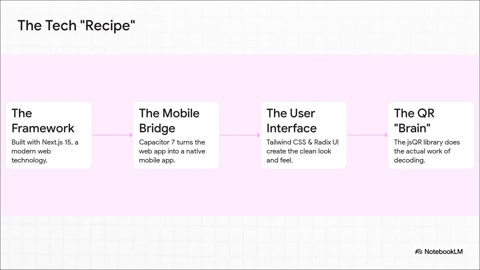The easiest way to think about this is like a recipe. The main foundation, the flour and water, is Next.js, a really modern way to build for the web. Then, Capacitor acts as this amazing bridge that lets that web code talk to your phone's hardware, like the camera. The look and feel, the frosting on the cake, that's from tools like Tailwind. And then, the most crucial ingredient, the JSQR library. That's the actual brain that looks at the code and figures out what it means.